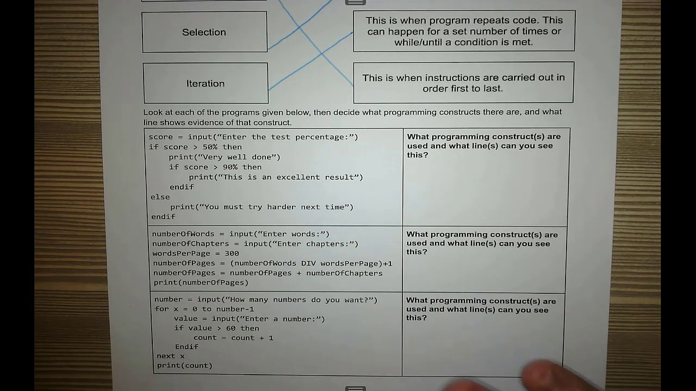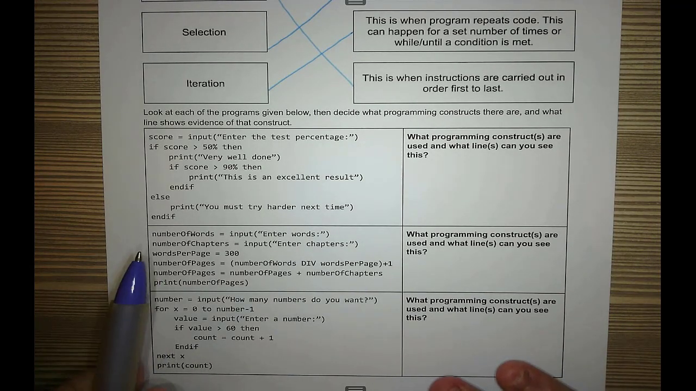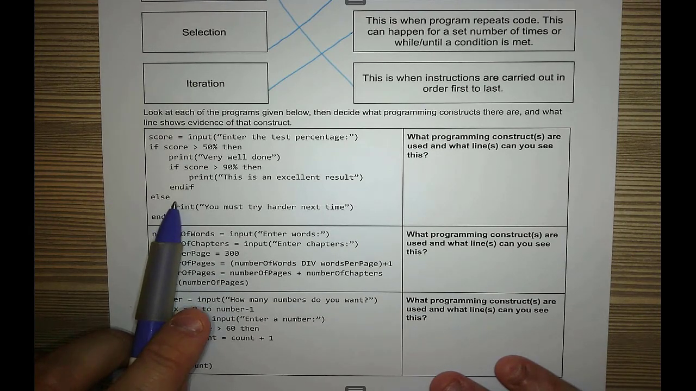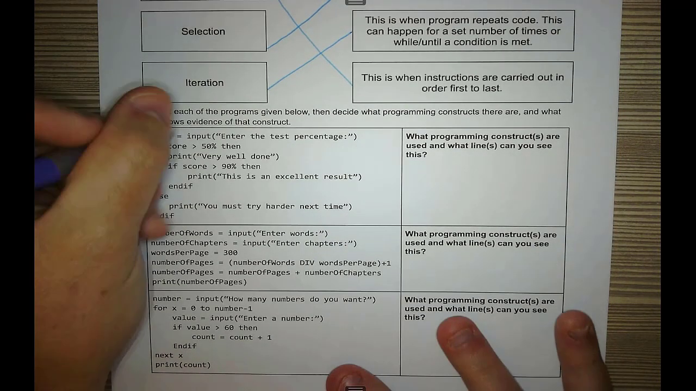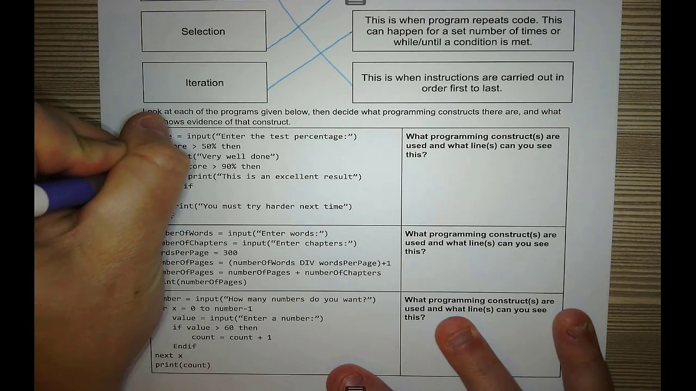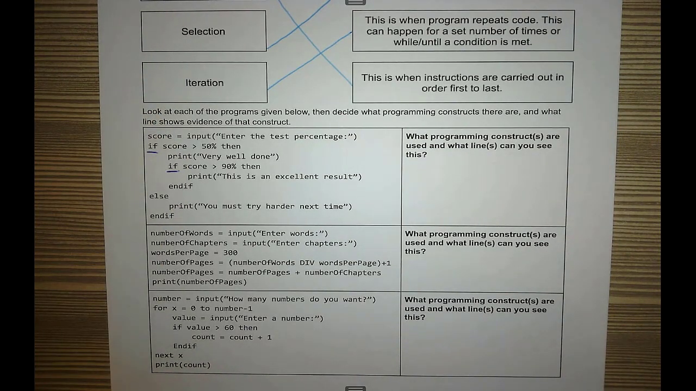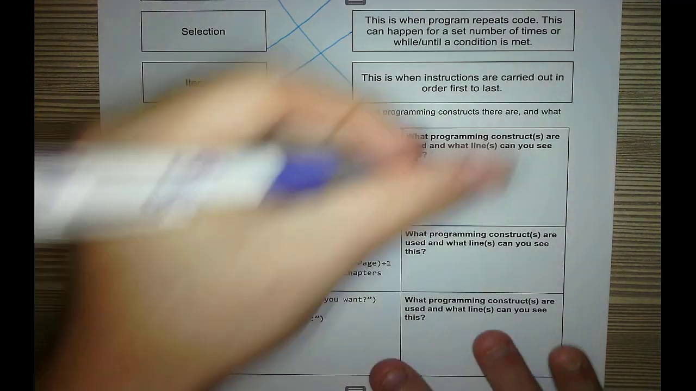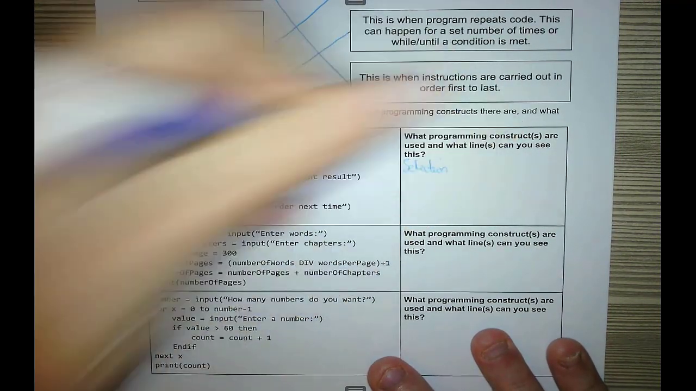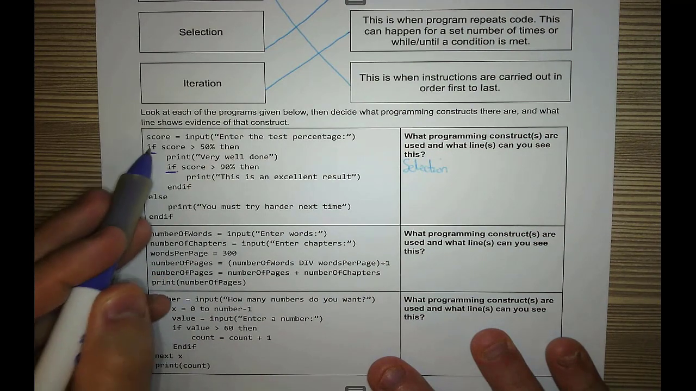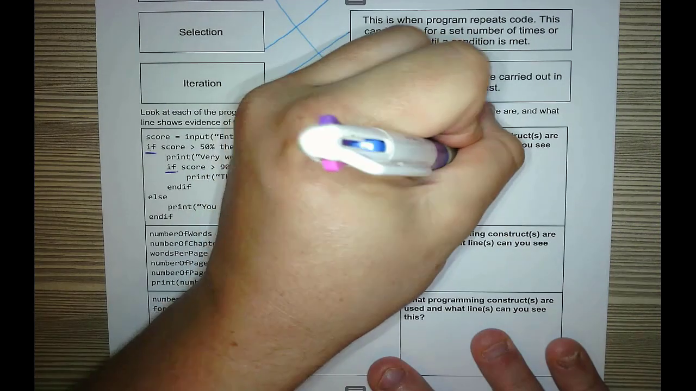So let's start with this first algorithm. So as soon as you see an if statement in a program like we've got here, your first answer should always be selection. So we've got selection. And what lines have we got that on? Well, we've got it on lines 2 and lines 4.